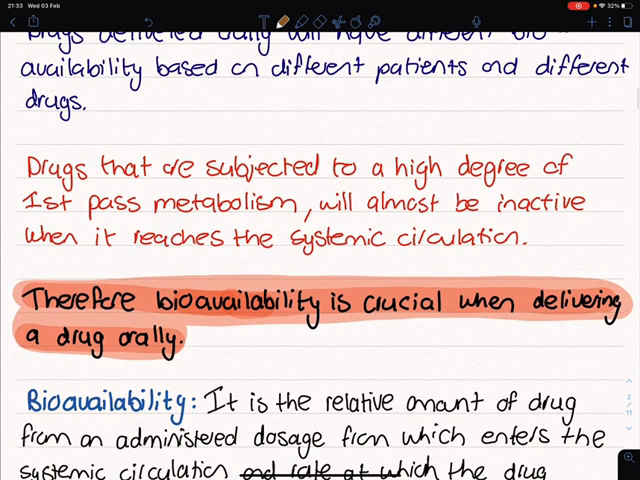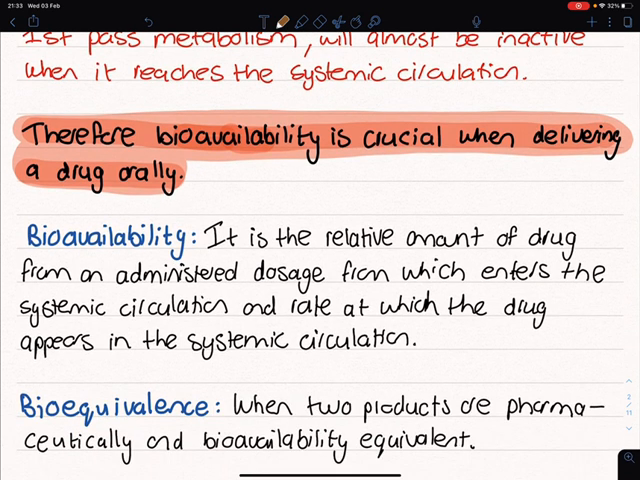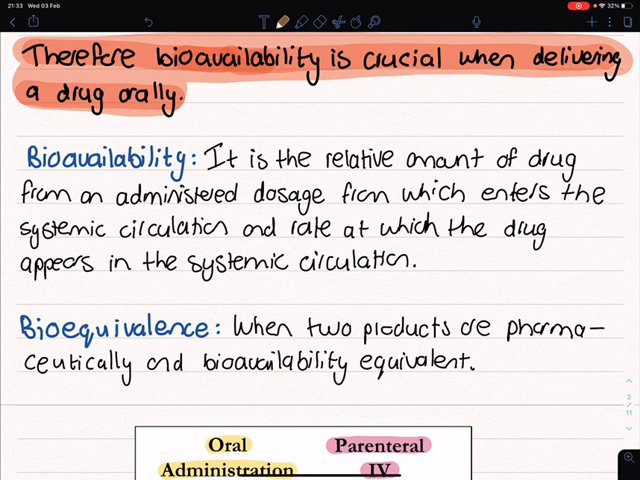Drugs like morphine that are subjected to a high first pass metabolism in the gut and the liver will be almost inactive when they reach the systemic circuit. So things like morphine, you can't really use orally, it must be given intravenously. Okay, so therefore bioavailability is very important in oral drugs. You have to understand that there is something such as bioavailability, and not all the drugs you administer will reach the systemic circulation.